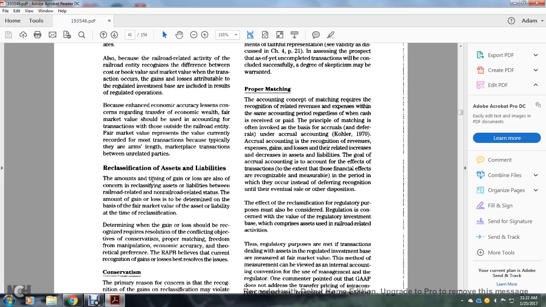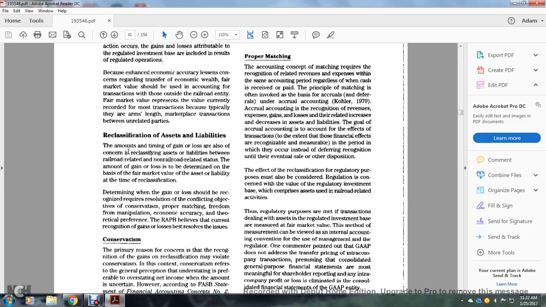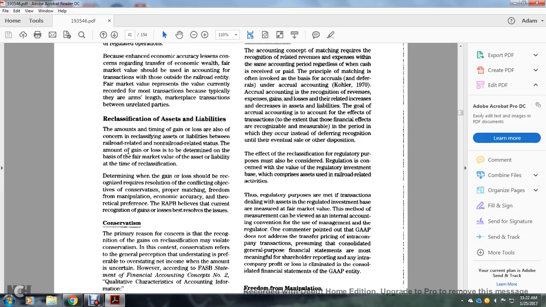Because of the enhanced economic accuracy and lessened concerns regarding the transfer of economic wealth, fair market value should be accounted for in transactions with those outside the railroad. Any fair market value represents the value currently recorded in the most recent transaction, because typically they are arm's length transactions in the marketplace between unrelated parties.